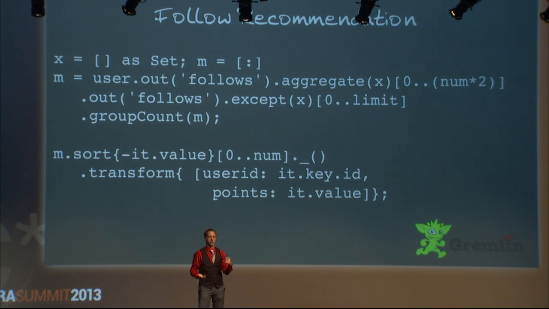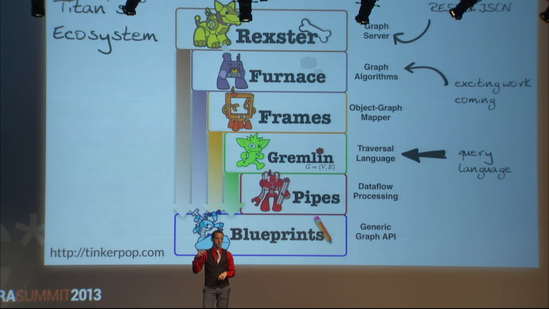There are other kinds of recommendation algorithms that we implemented, all of which were implemented in Gremlin, which, as I said, is the query language for Titan, and actually not part of Titan itself. It's part of the Tinkerpop ecosystem. And that's an important part of Titan as well, because it constitutes the ecosystem in which Titan is embedded.